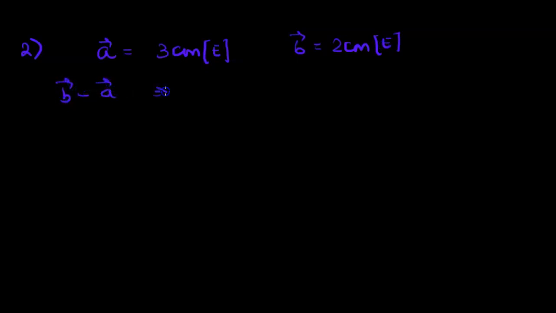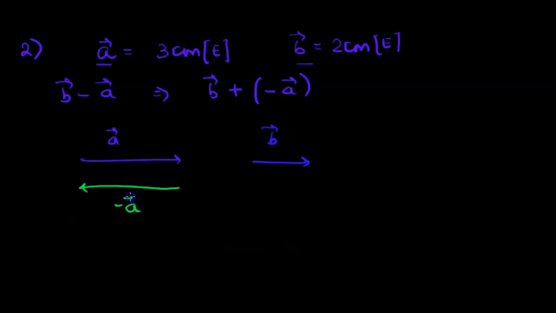Let's take another example for vector subtraction. Let's say we have vector A 3 centimeters east, vector B again 2 centimeters east, and now we're supposed to find B minus A vector, which also means adding to vector B the negative of A. Let's draw vectors A and B in the original forms first. Vector A looks like this, vector B looks like this, because we have to add to B the negative of A. So let's draw negative of A. Let's make it with a different color. So this is negative of A.